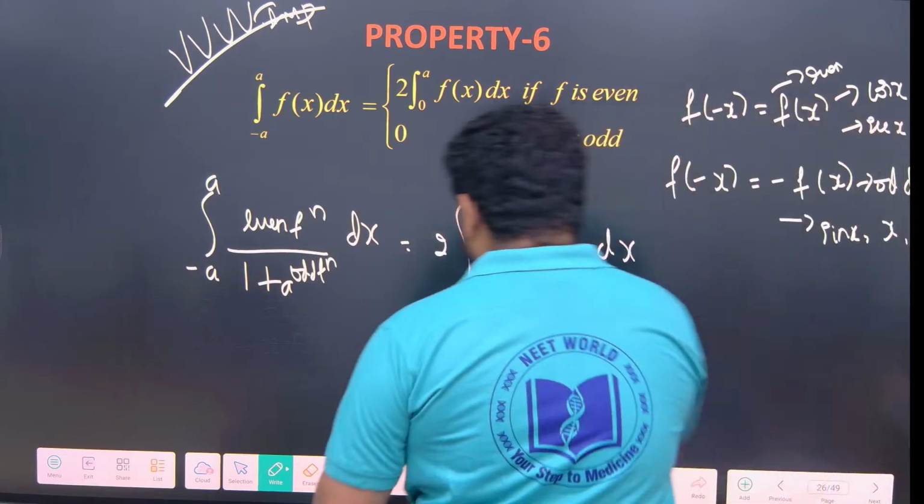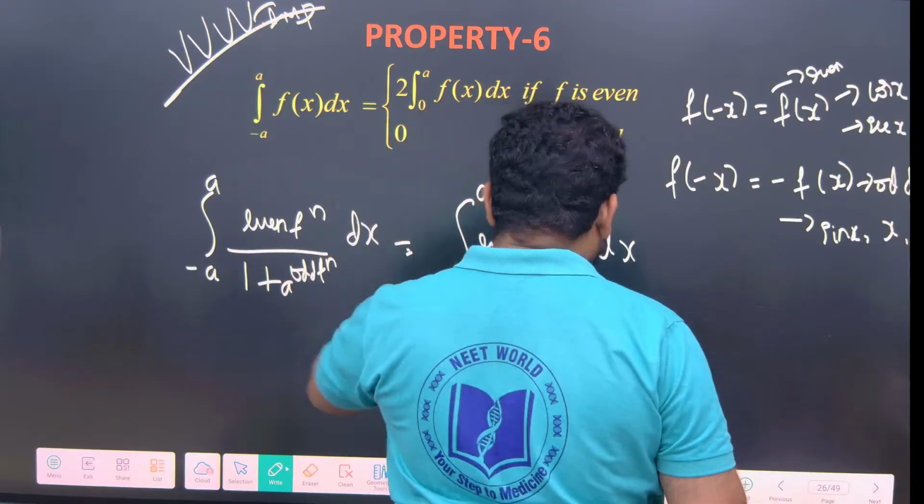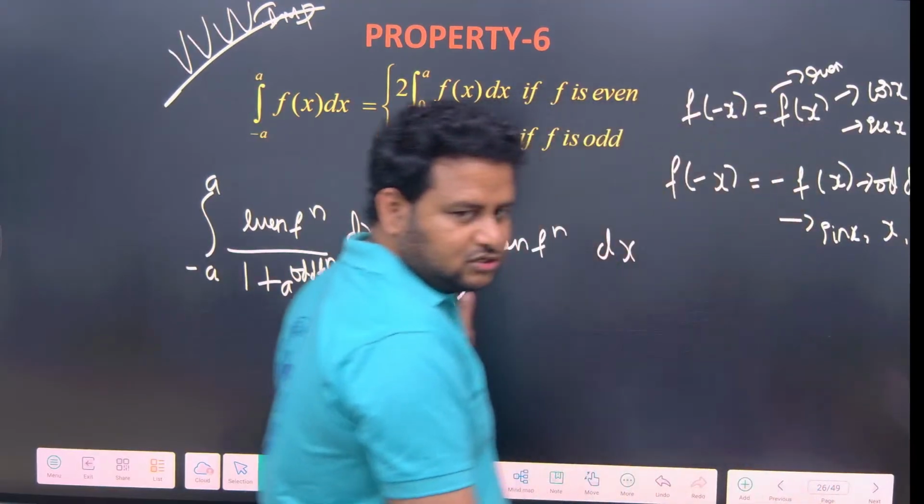Actually 2 won't come here. Okay, so this is the property. From that property also again we are using one more shortcut. This is also one more shortcut only.